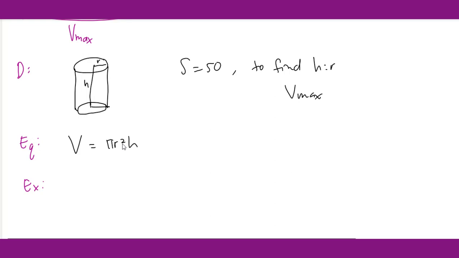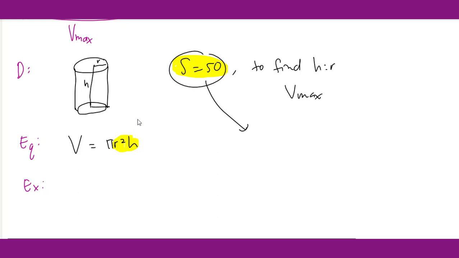From here, this is R and H. Before differentiating, we need to reduce to one variable. Either you get rid of H or R. So find the info that relates these two variables. Here, given S is equal to 50. So from here, find a relation between R and H.